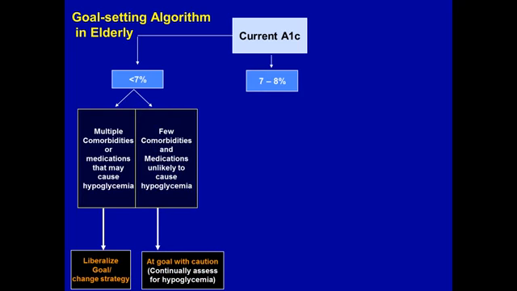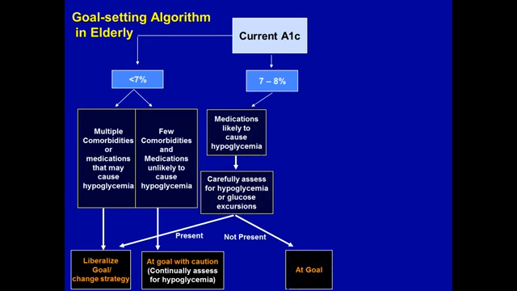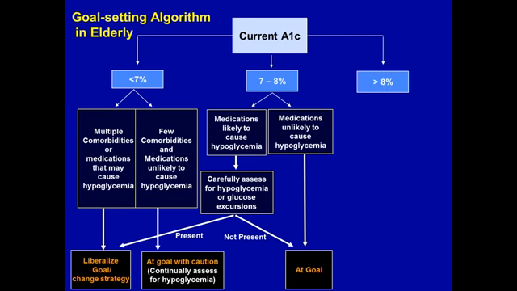If the A1C is between 7 and 8%, then again, we should look at the medication they're on to achieve such a goal. And again, if medication can trigger hypoglycemia, then we should revisit our treatment. While if there are medications that are unlikely to cause hypoglycemia, we can say that the patient is at goal.